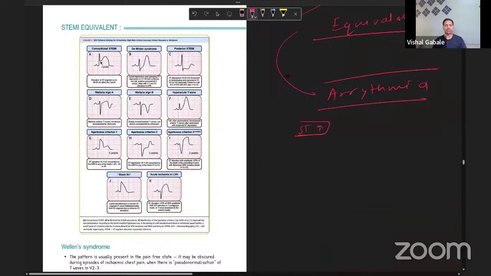Whenever there is ST elevation, what is the treatment? You do thrombolysis, right? We will see about the treatment part, don't worry about that. So we need to do thrombolysis, or we need to plan for PAMI.